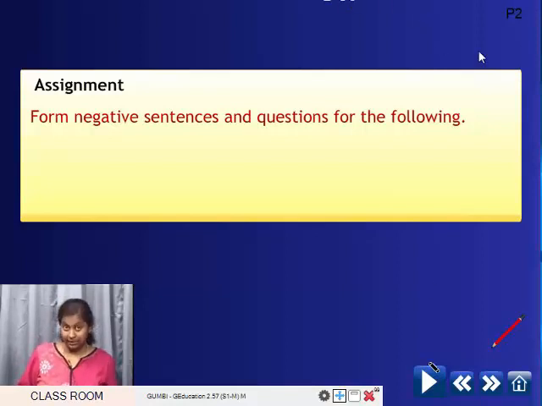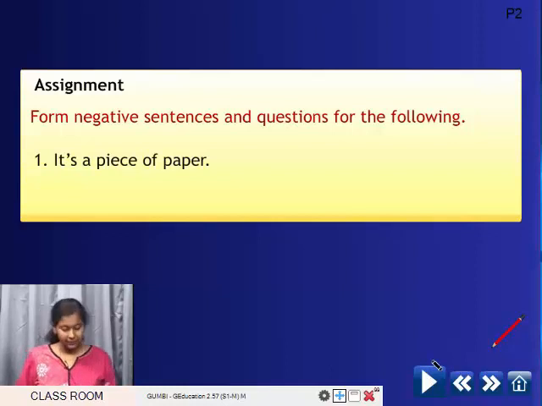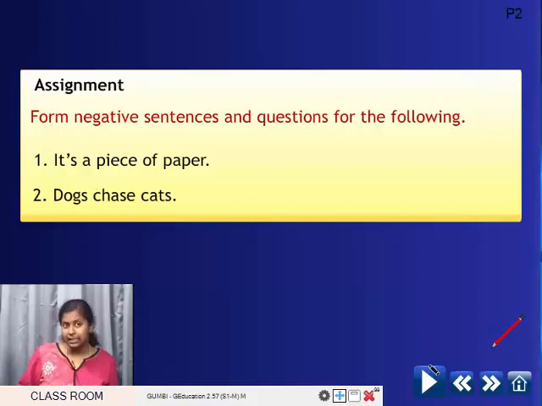So this was the assignment given for you. Form negative sentences and questions for the following. And the sentence was, it's a piece of paper. Right? And which was the second sentence? Dogs chase cats. Right, children? What you were supposed to do? You were supposed to form negative sentence and then questions for those negative sentences.